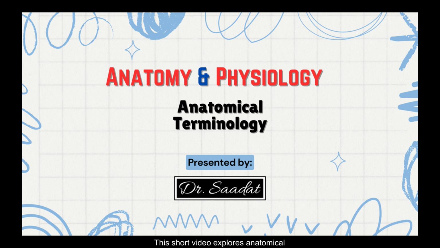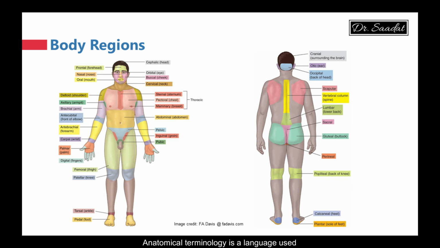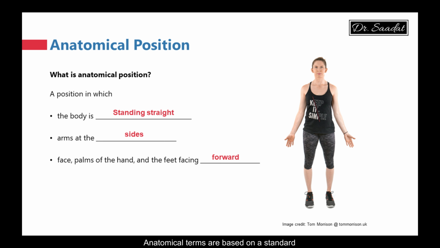This short video explores anatomical terminology and body planes, the essential tools for understanding human anatomy. Anatomical terminology is a language used to describe body parts and the relative position of body parts for communication. Anatomical terms are based on a standard body position called the anatomical position.